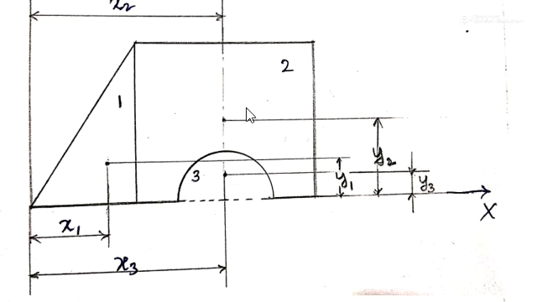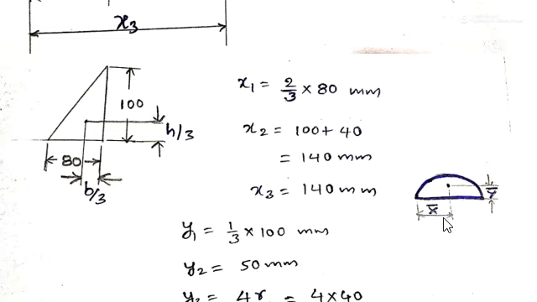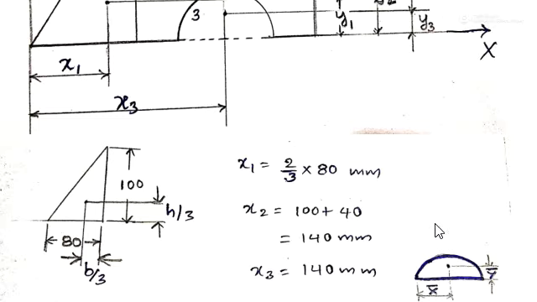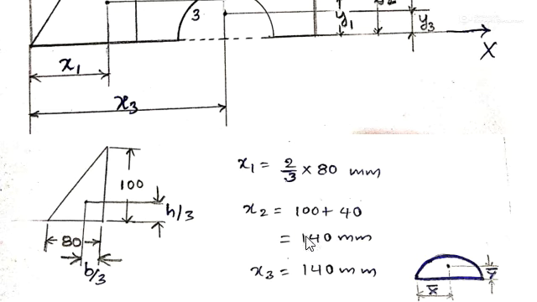If you observe this diagram, this is the x bar of this semicircle if you take it separately. The total is 80, so x bar will be d by 2, that is 80 by 2, 40. So this is 40 and this is 100, 140. So you can say that x2 and x3 are the same, 140 and 140. So those are the x1, x2, x3 values.